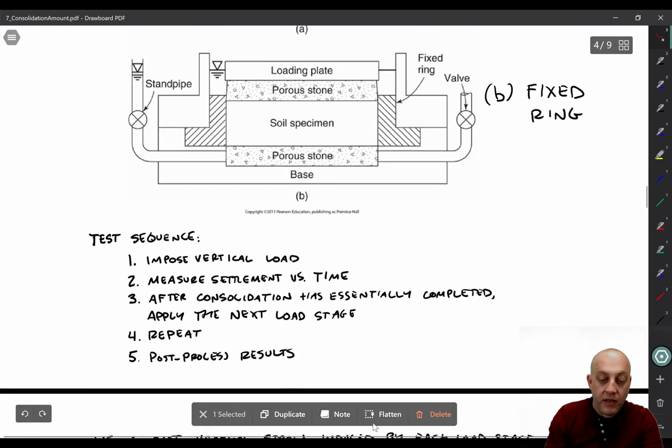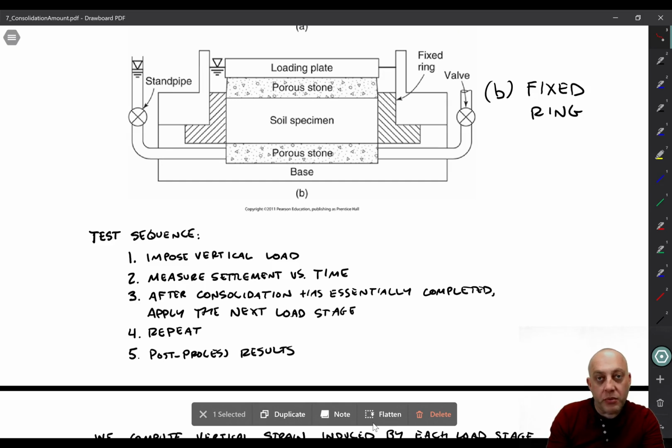And then after consolidation for a particular load stage has essentially completed, we apply the next load stage. So usually we do 9 or 10 load stages for a test. Some of them involve unloading, where we're removing force, masses from the top. Some involve loading. And so we repeat that, 9 or 10 times. Maybe 20, it all varies. And then when we're done, we post-process the results to try and get some material properties that we can use to quantify the consolidation behavior of the soil.